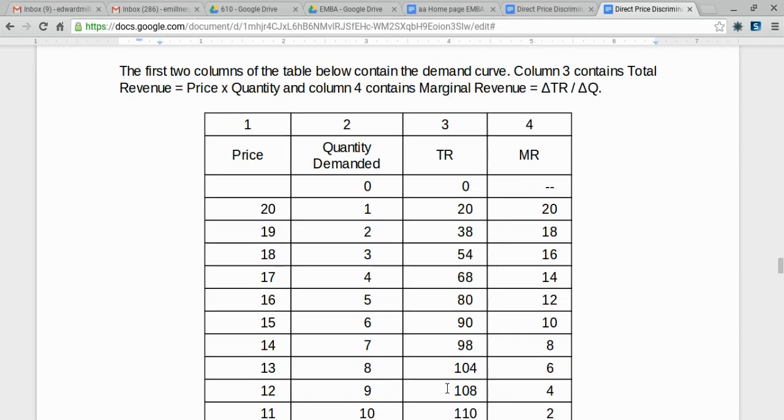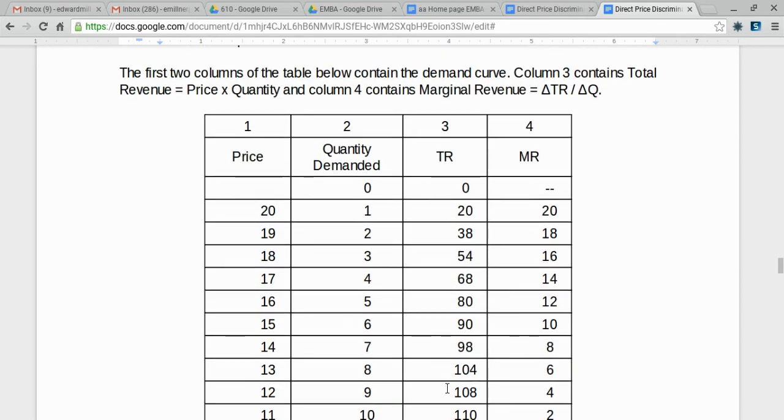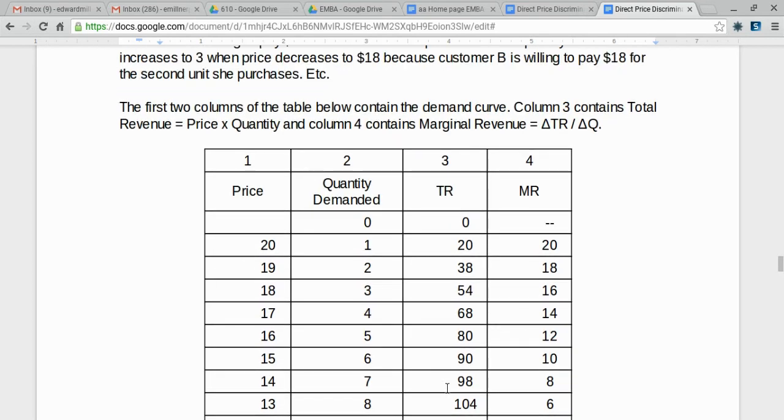I know that profits are maximized where marginal revenue equals marginal cost. I've already learned that marginal cost is 3.5. All I've got to do now is find where marginal revenue is equal to 3.5. Marginal revenue is the change in total revenue divided by the change in output. So the marginal revenue of having output go from 0 to 1 is going to be the extra revenue, $20, divided by 1. Marginal revenue is 20.